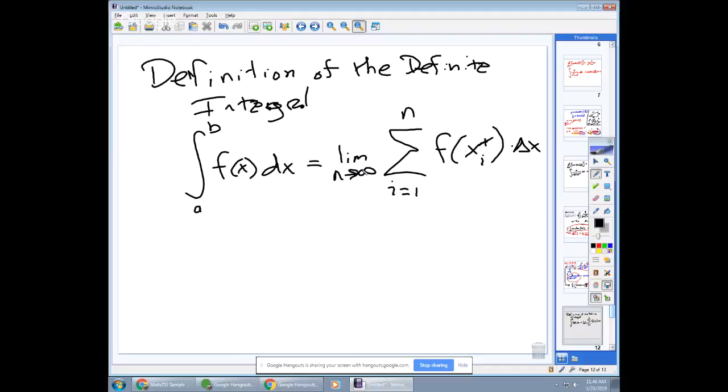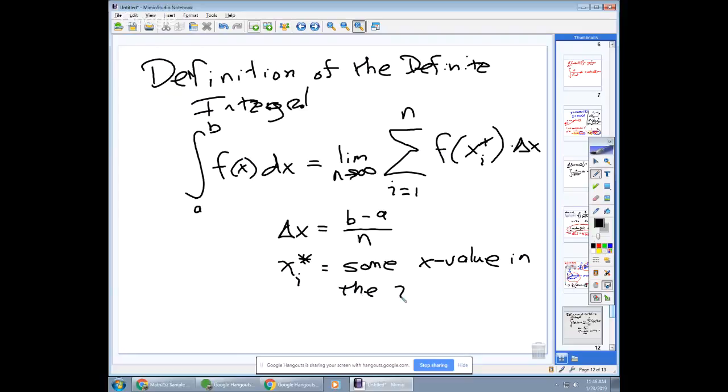That's most of the definition. The only thing I'm missing here is what delta x equals. So delta x is equal to b minus a over n. And xi star is just some x value in the ith Riemann rectangle.